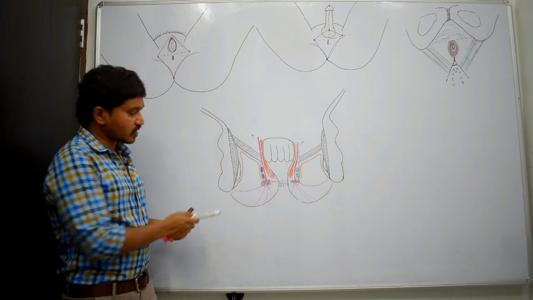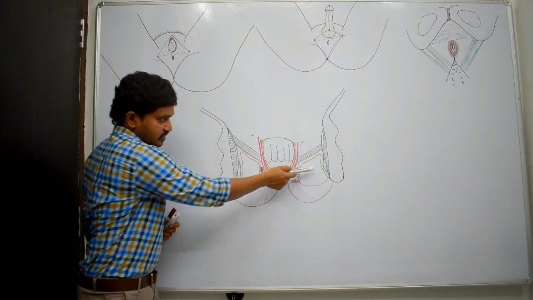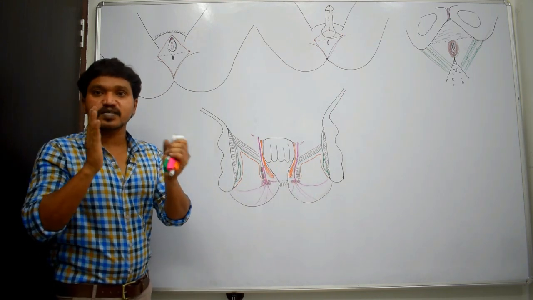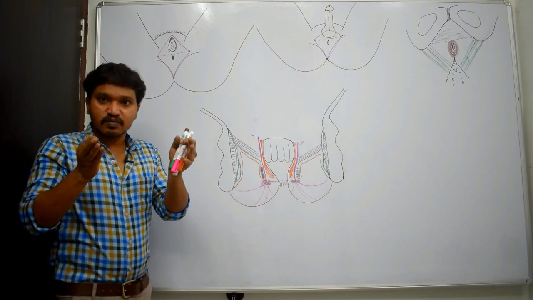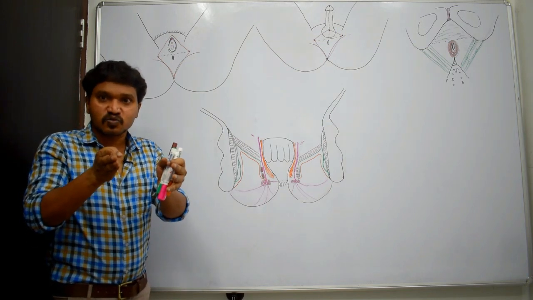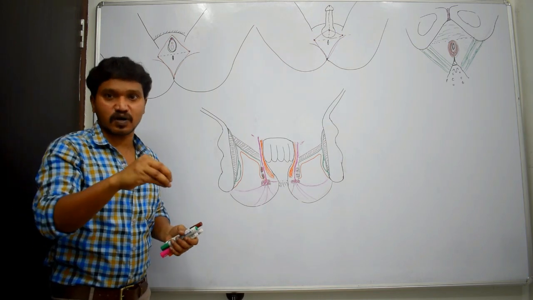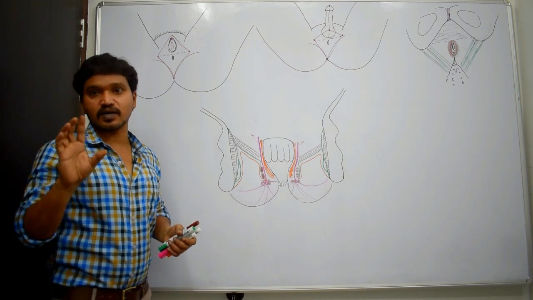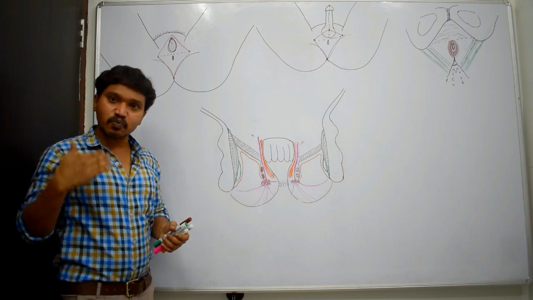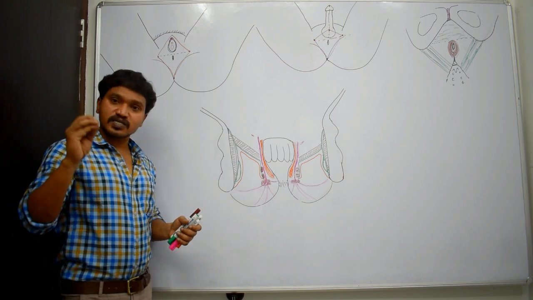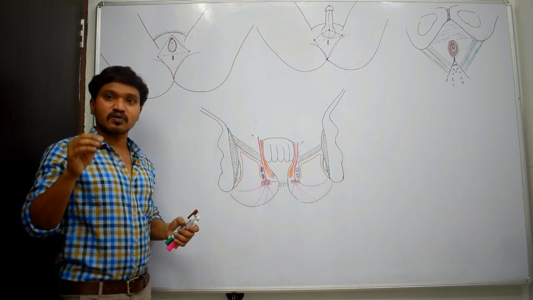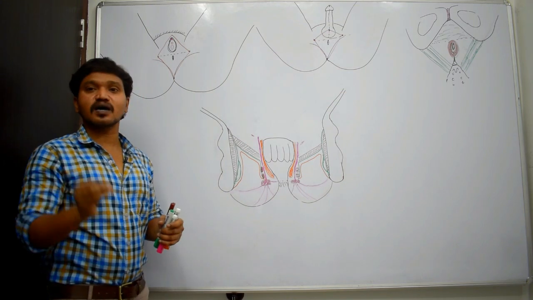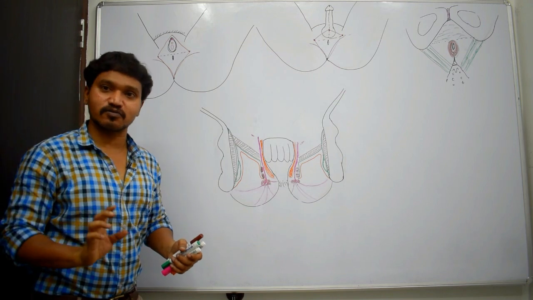Now, we have to tell something about this canal. What is this canal? This one and this one. Alcock's canal. Alcock's canal is a fibrous tunnel. That means there is a fibrous canal through which some structures are passing. What are those? Internal pudendal vessels and pudendal nerve. Actually, at the posterior part of this canal, internal pudendal vessels and pudendal nerve divide into branches. So, at this level, we can see the branches of those vessels and nerves, right?